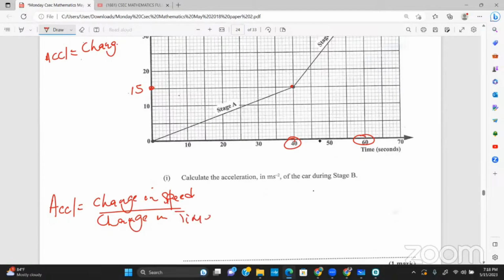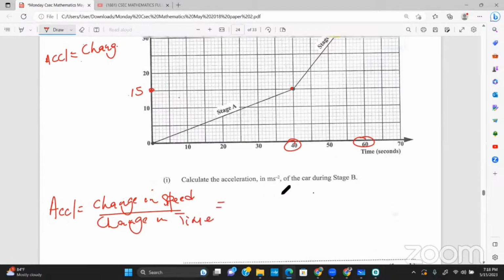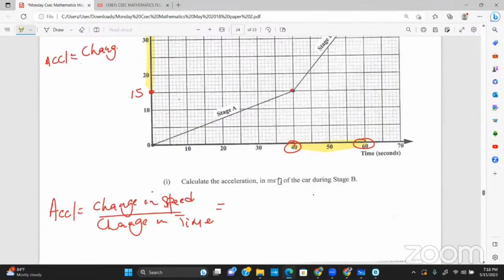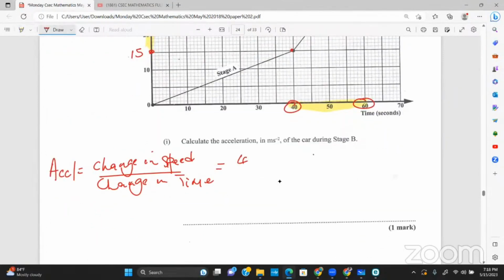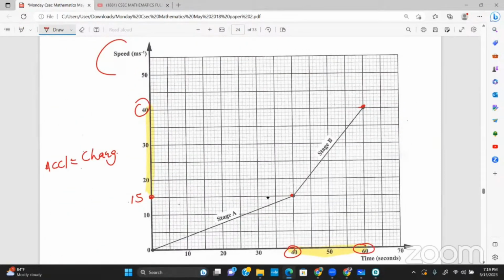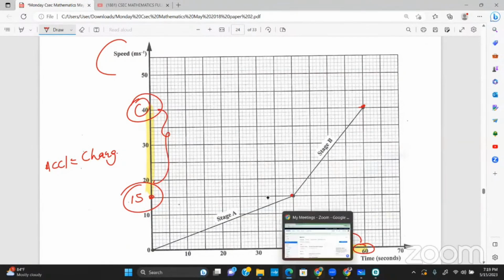in the time. That is why we said it's the gradient, because the change in the speed is going to give you the rise. And the change in the time is going to give you the run. So the rise over run idea, right? So it's 40 minus 15 over 60 minus 40. Let's take a look at it. Talking about B, see it here? 40 minus 15 give us this over 60 minus 40 give us this.